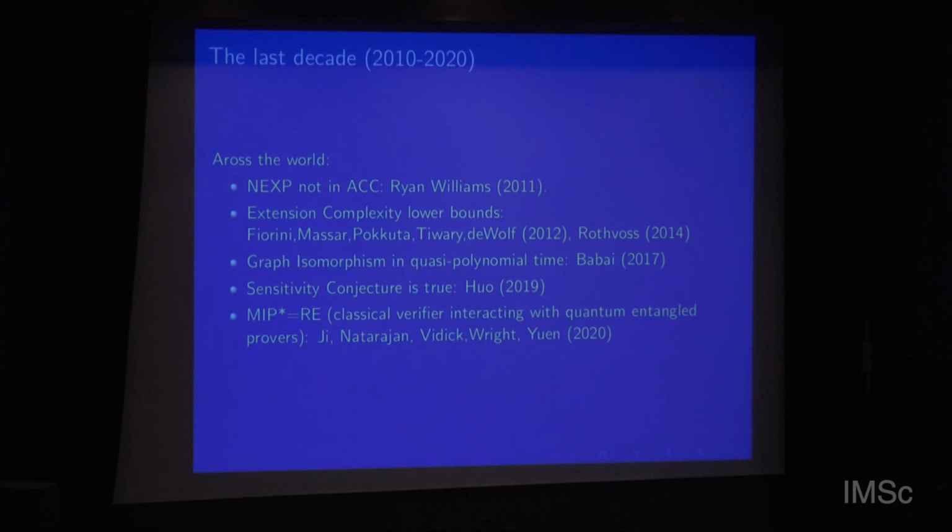Graph isomorphism is the third problem. I mentioned these natural problems which are in NP and we don't know whether they are in P. Linear programming fell in '79, primes fell in 2002. Graph isomorphism, we still don't know whether it is in P. But in this decade, now we know that it is almost in P. It's in quasi-polynomial time. So it's like one more bastion falling, so to say. The sensitivity conjecture fell last year. This was a conjecture about Boolean functions and their analysis. And this last result, maybe let me spend a couple of minutes talking about this, MIP*.